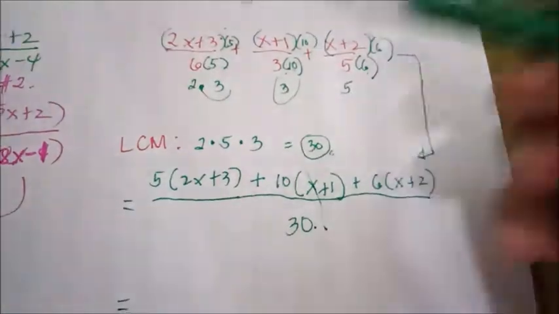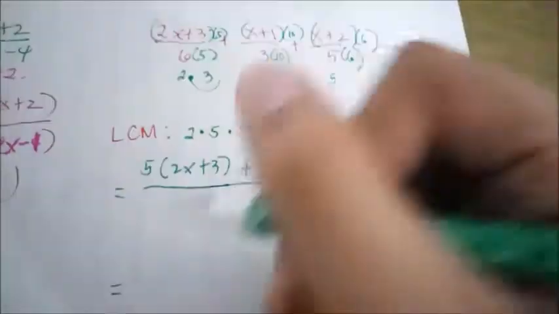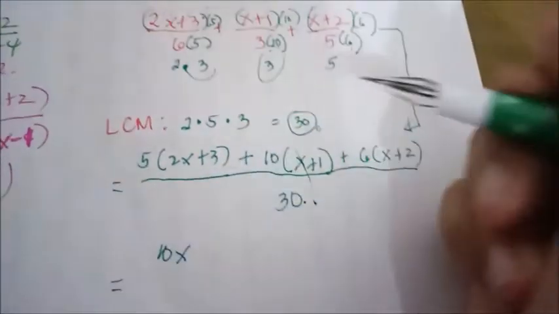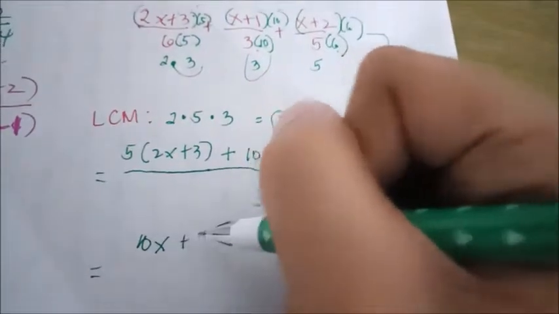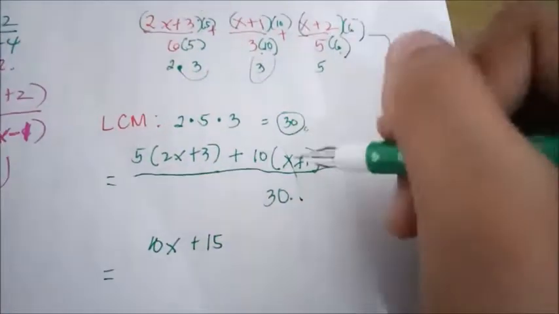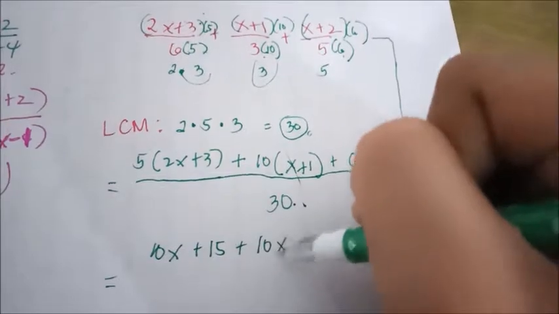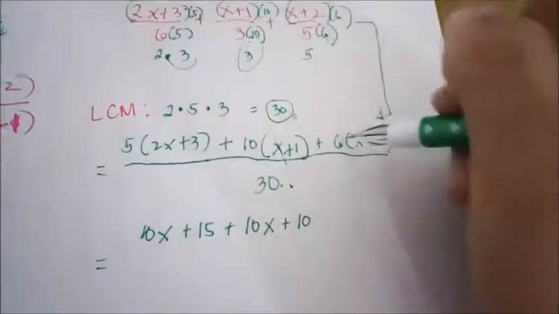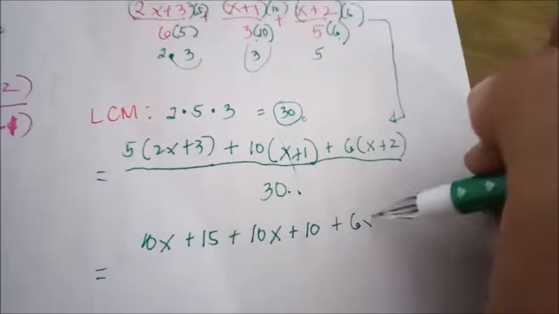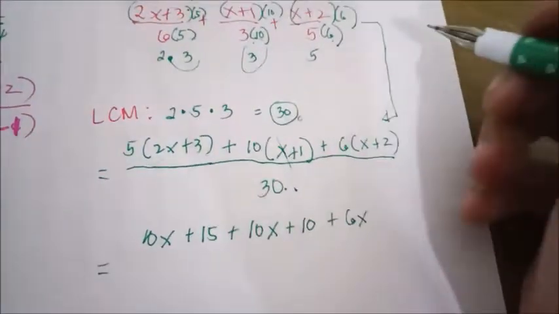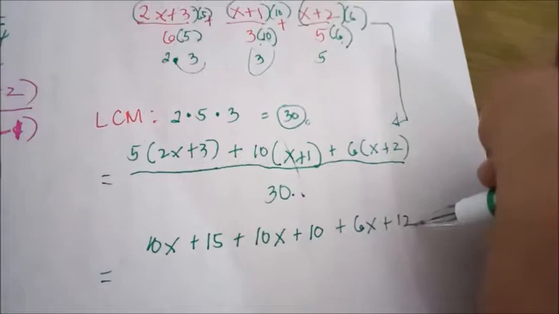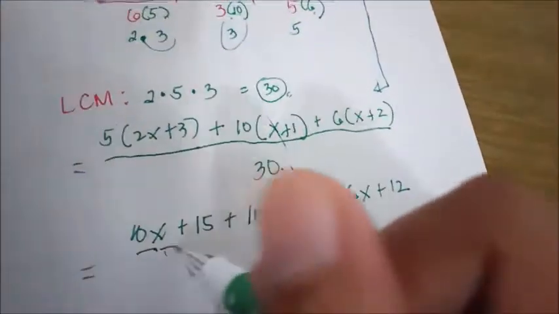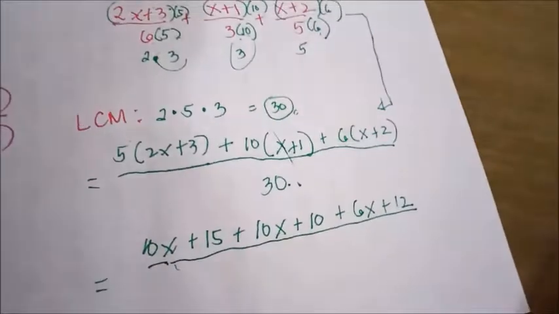Okay? So, let us now simplify our given. Distribute muna bago mag-add. So, 5 times 2x is 10x. 5 times 3 is 15. 10 times x is 10x. And 10 times 1 is 10. 6 times x, pagtabihan lang, 6x. And 6 times 2 is 12. All over 30.